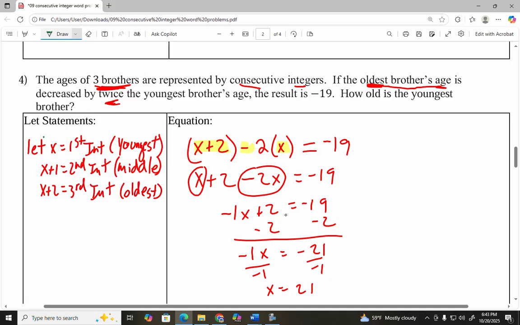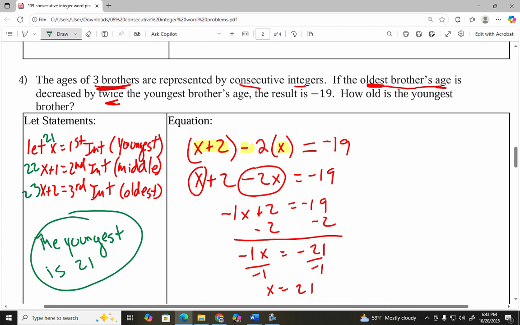So I guess the youngest brother is 21, the middle brother is 22, and the oldest brother is 23. The question is, how old is the youngest brother? So the youngest brother is 21.